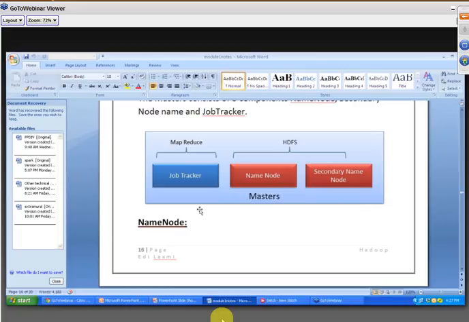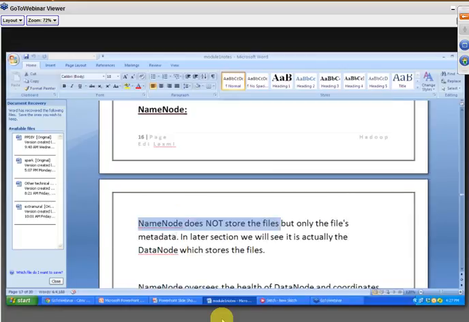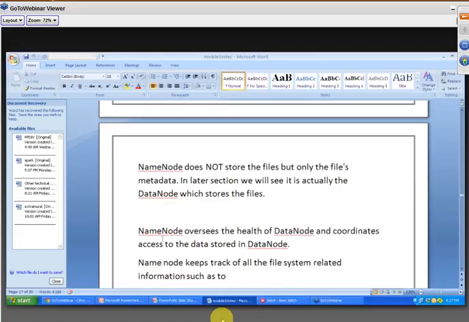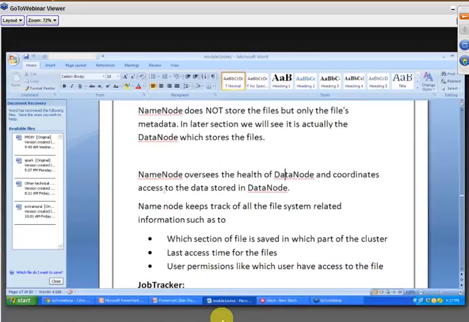What about the name node here? Name node does not store the file, but only the file's metadata. What is metadata? Metadata is nothing but data about data. What kind of files have the slaves stored? How much data has been stored by the slaves? What kind of processing is the slave node performing? Whether the data has read permission or write permission? All those things are stored in the metadata, right? So the name node oversees the health of data nodes and coordinates access to the data stored in the data nodes, right?